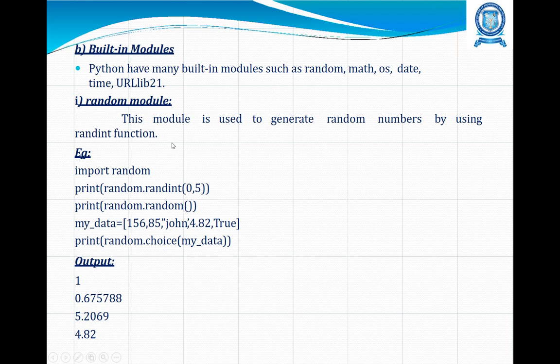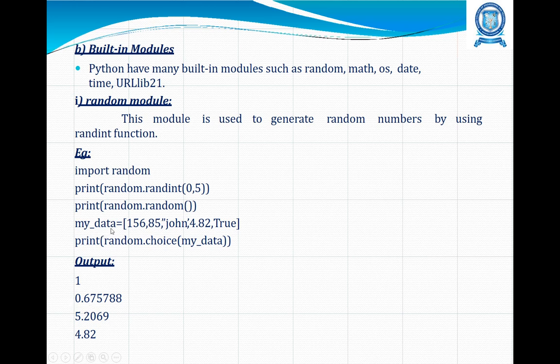If you want to use this module, initially we have to import it. Import random. Then random.randint of 0, 5 means any one random number between 0 and 5 will be generated, like the answer 1. Next, random of no value inside means the value is up to 1. So the answer is 0.6.